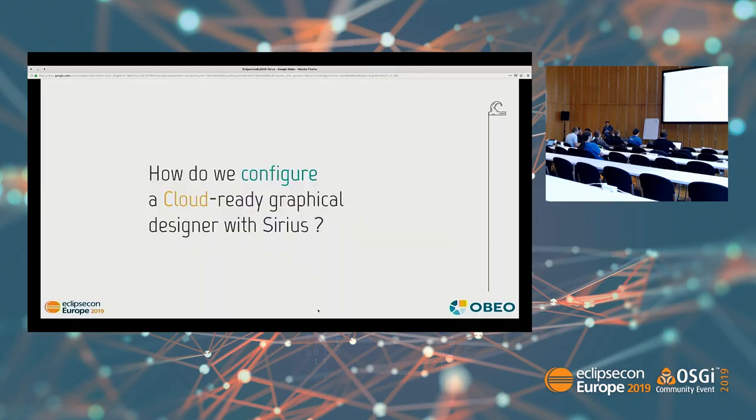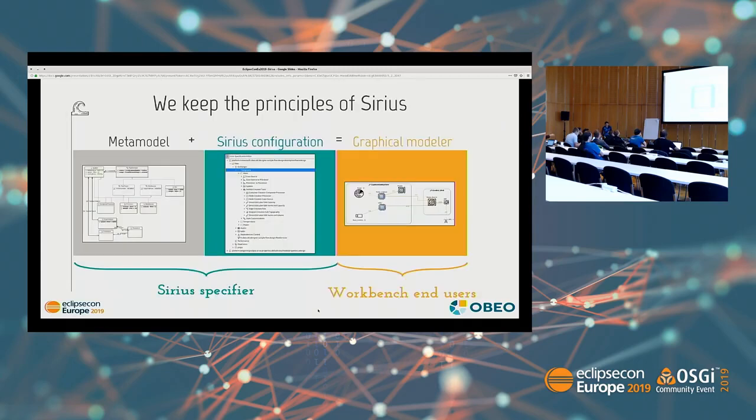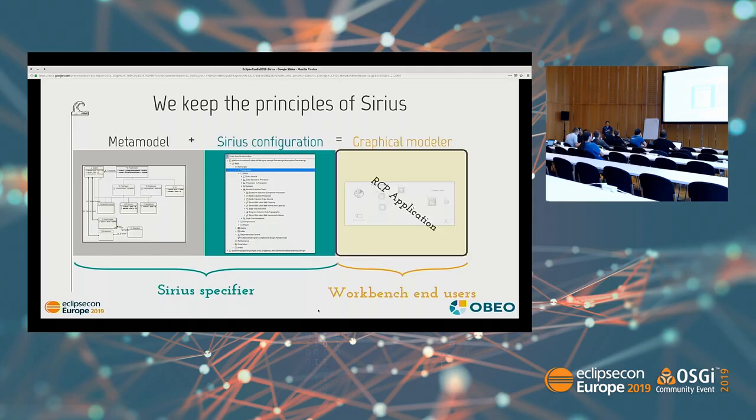So as promised, I now have 15 minutes to show you how we do that. So we decided to keep the principles of Sirius because we really love that. You still have your metamodel as an Ecore. You still define the Sirius configuration. And Sirius today provides a runtime for RCP applications. The idea now is to provide not an RCP application, but a web application. Your end users, instead of opening Eclipse, will just open their browser to access your modeling workbench.